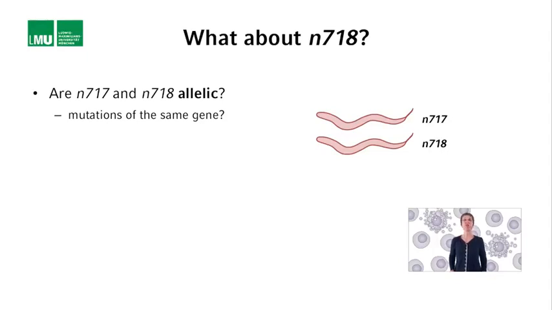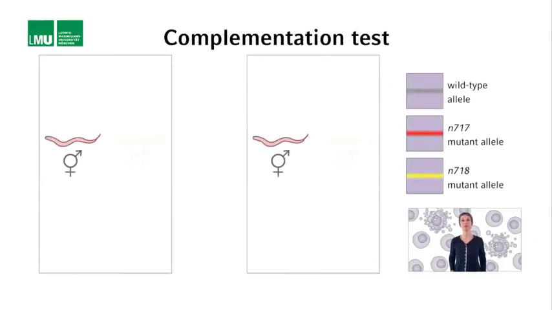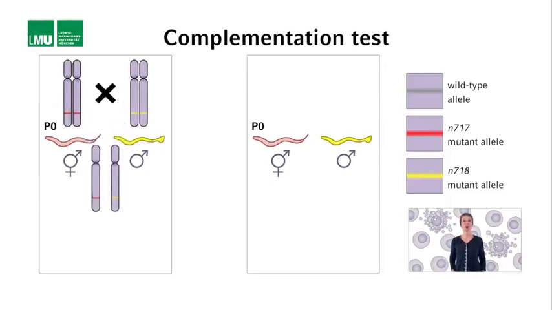You do something referred to as complementation test. This test can be done with recessive mutations, which N717 and N718 are. You take hermaphrodites homozygous for one of the mutations, let's say N717, and males homozygous for the other mutation, N718. You mate them and analyze the cross progeny.